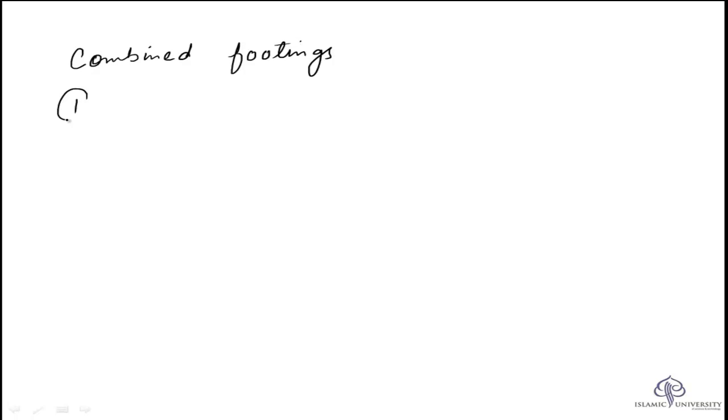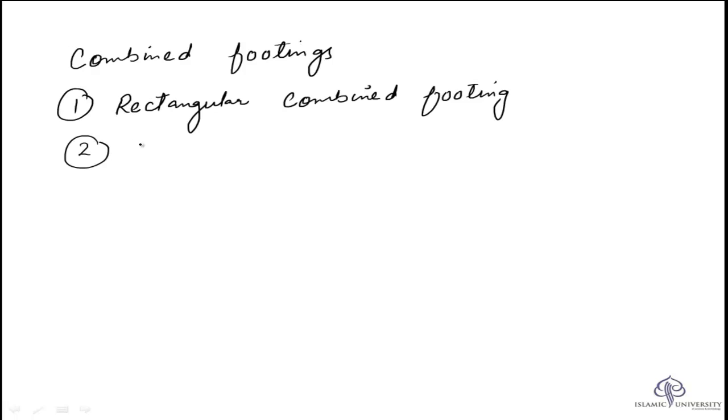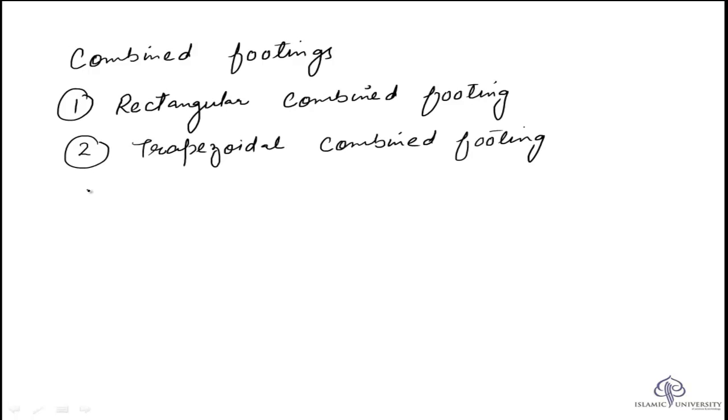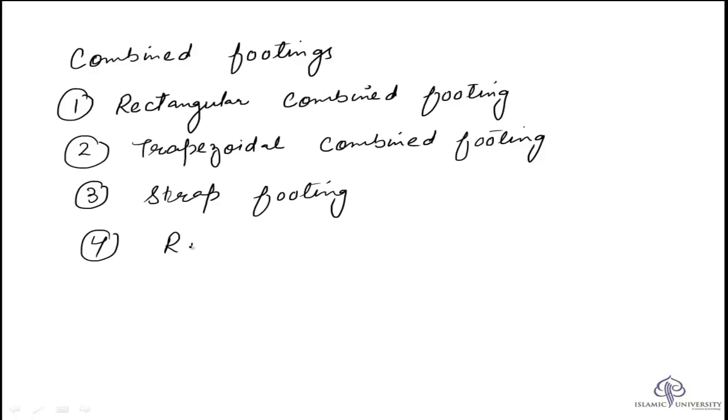Combined footings can further be divided into following types. We can have rectangular combined footing, trapezoidal combined footing, we can have strap footing, and sometimes we can have raft or mat footing. In this course of design, we have to study about the design and analysis of isolated footings and combined footings.